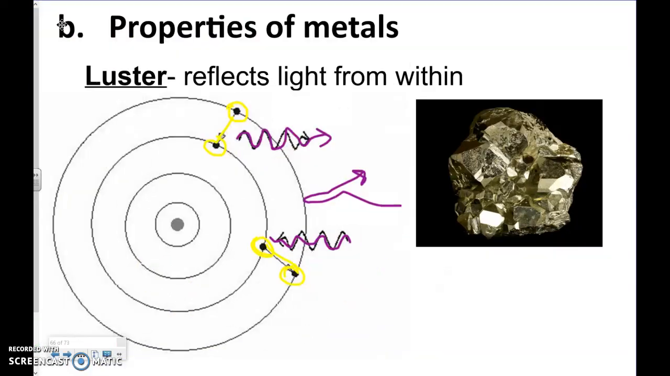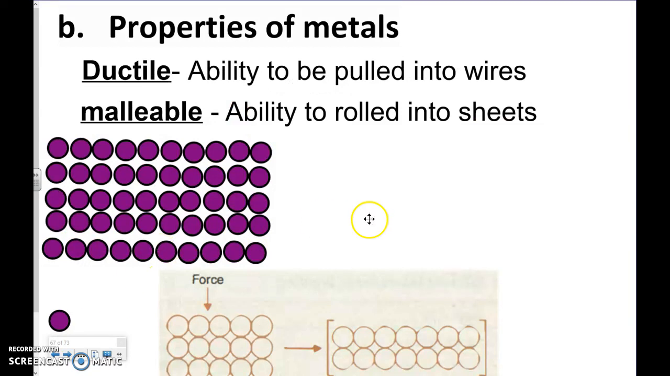Our other very important ones, which we're going to spend some time on with your labs this week, is that metals are ductile and malleable. Ductile is the ability to be rolled into wires, malleable is the ability to be rolled into sheets. Now I'm going to move these atoms one at a time, just because it's the easiest way to do it. But remember, any of these single atoms can move any way they want at any time.